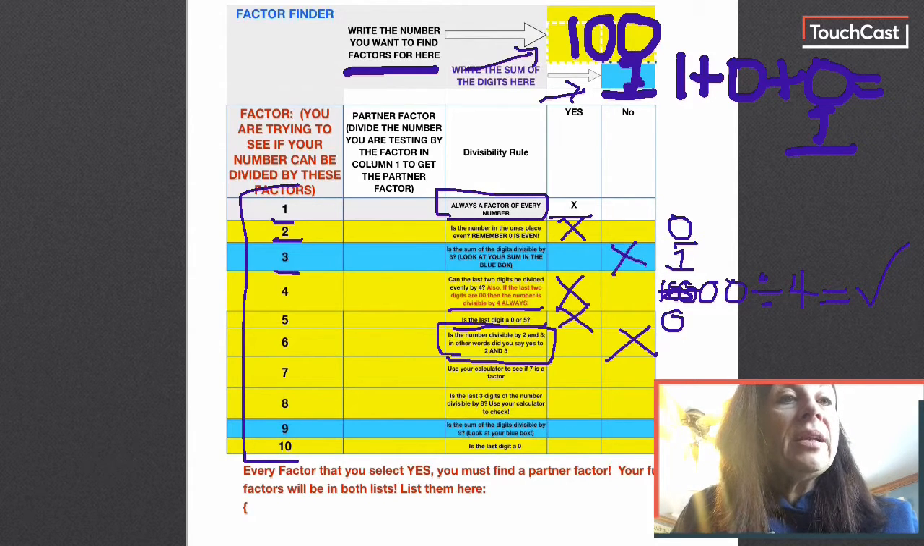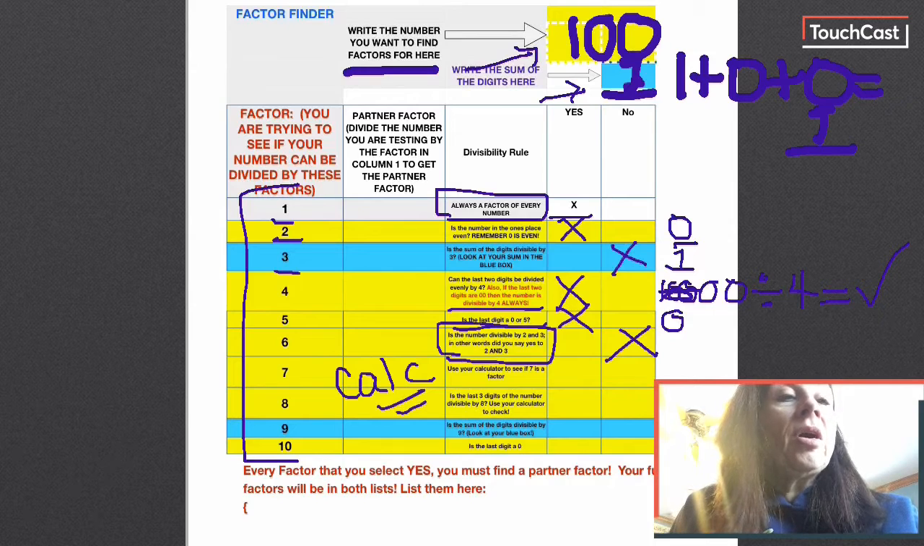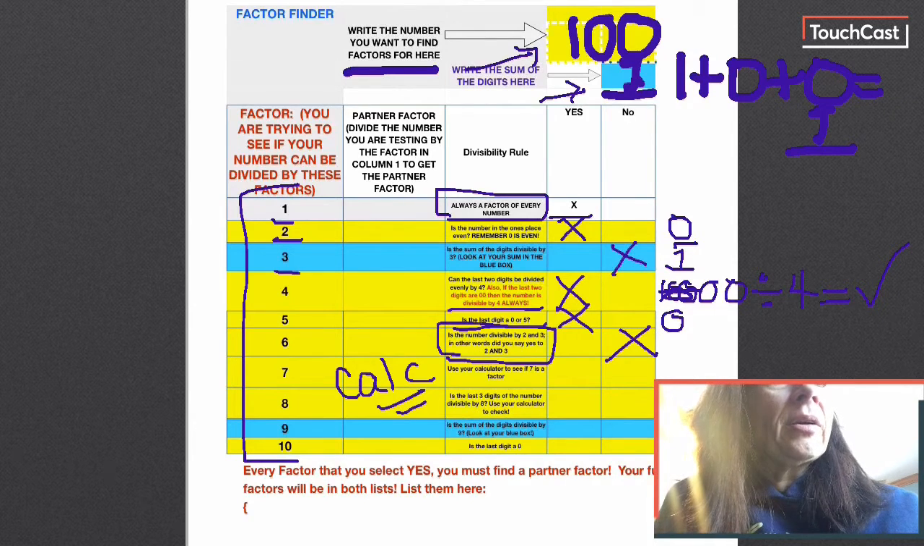Now, for number 7 and number 8, you are allowed to use your calculator here. So I'm just going to write calculator. Okay? So all you need to do is take your calculator and write the number 100.